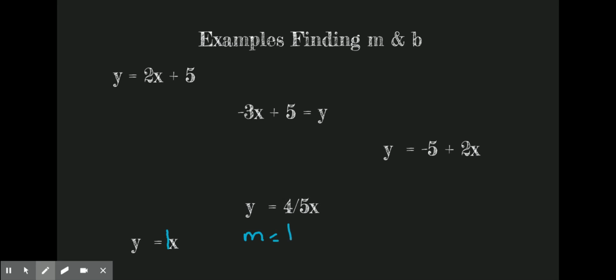And then what is our y-intercept? Well, what happens when x is 0? Well, when x is 0, guess what? y is also 0. 1 times 0 is 0. y would equal 0. So this graph would also have a y-intercept of 0.